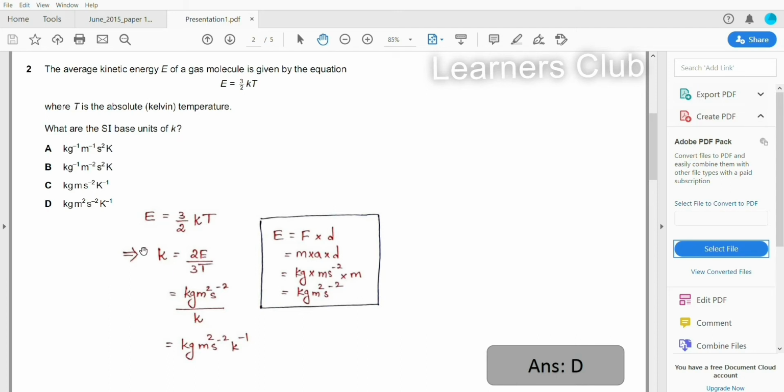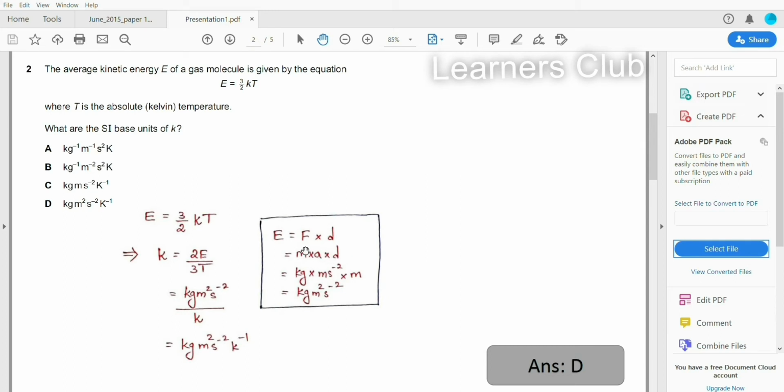For this, you need to make k the subject. So you can see I have made k the subject. k is equal to 2E by 3T. E is energy. Energy's SI base unit can be found using force into distance. Force is derived from mass into acceleration. Now energy can be derived from mass into acceleration into distance.